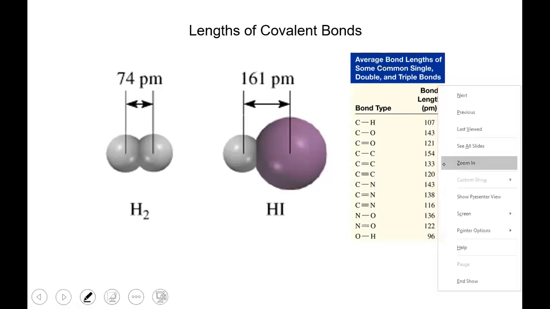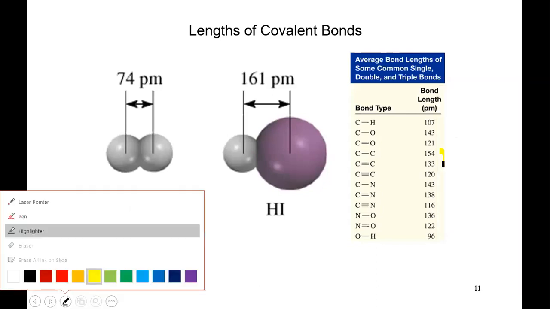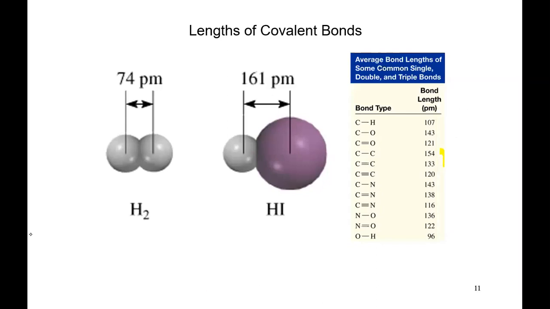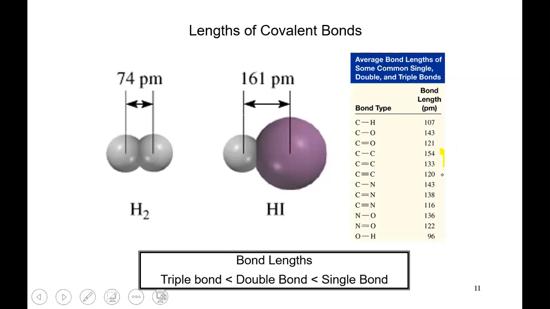You can see it there. And let me see if I can do this here. You can see it over here that essentially the single bond is typically longer than the double bond, which in turn is longer than the triple bond. So the trend is triple bonds are shorter than double bonds, and those are shorter than single bonds.